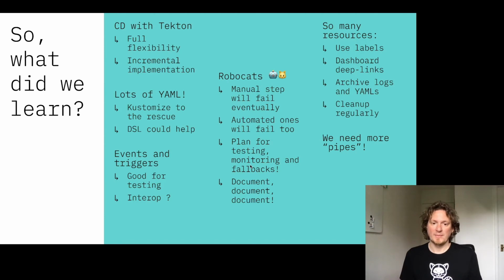So events and triggers prove to be quite useful because they are good for testing. They can be used to trigger the CD pipelines using cron, using a schedule, but they could be hooked into CI jobs to test the CD pipelines as well. And they might be good for interoperability. As I mentioned earlier, we're working with the CDF interoperability group, and so generating events from CD pipelines might be helpful to integrate with other systems.